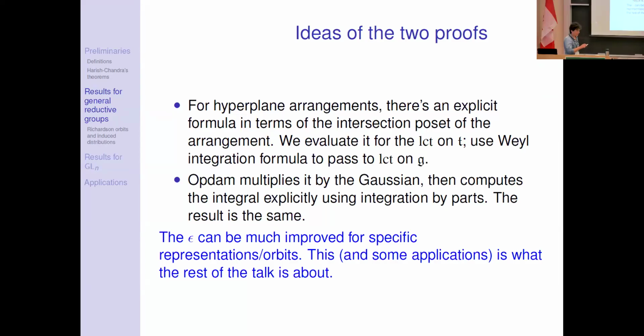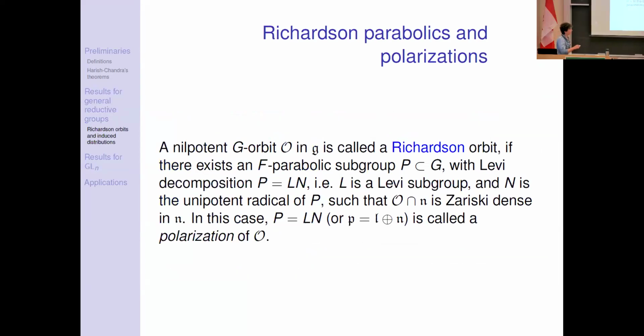nilpotent orbits. And for that, in general, we unfortunately only have partial answers that are instructive, but for GLN, it's everything. So the second part of the talk would be results for GLN. And for general groups, it only works for the orbits that are Richardson. An orbit is called Richardson if there exists a parabolic such that our orbit is Zariski dense in the unipotent radical of that parabolic.